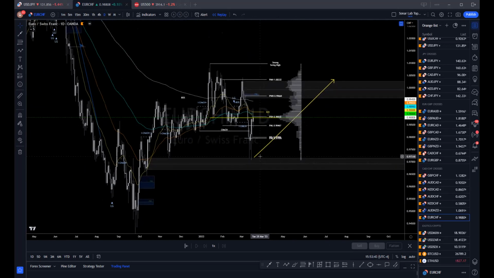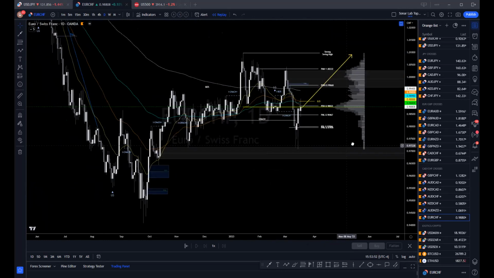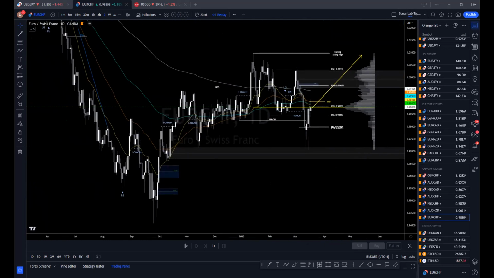But other than that, I'm looking for, I would say, higher prices. This low for USD/CHF, for those who like to trade it, has pretty much held, right? A lot of liquidity grab there. I'm looking to see this go longer. That's where I'm at.